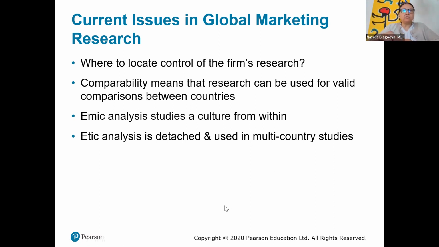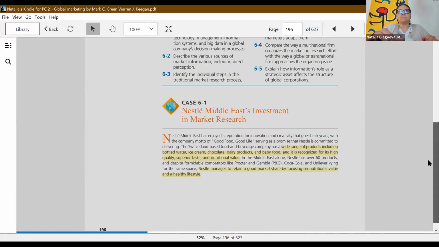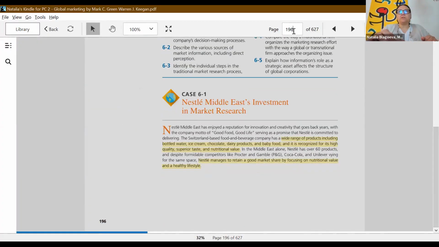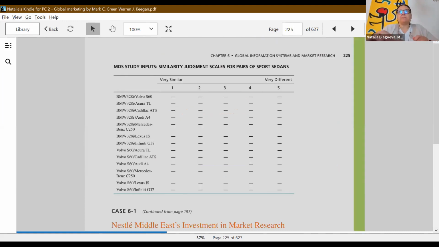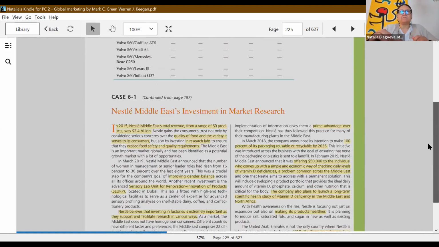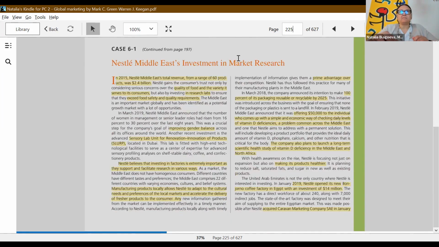Okay, so I'm going to stop sharing now. But what about Nestle? Has anybody of you read that case? Just read it roughly during the 5 minute break. Okay, it's a rough read. Did you read something interesting that you want to share?